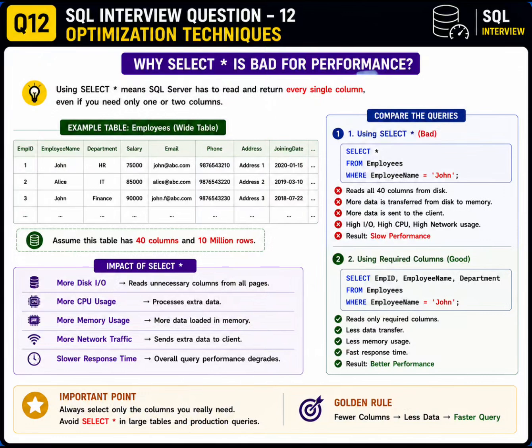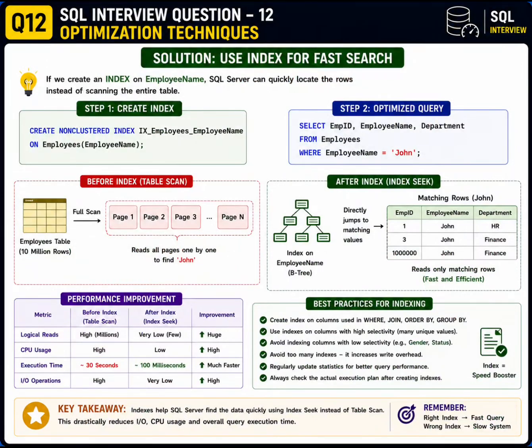So a better approach, instead of select star, is to specify which columns we want. That is, select employee ID, employee name, department. So only fetch required columns. This improves performance significantly. The biggest optimization here is indexing.